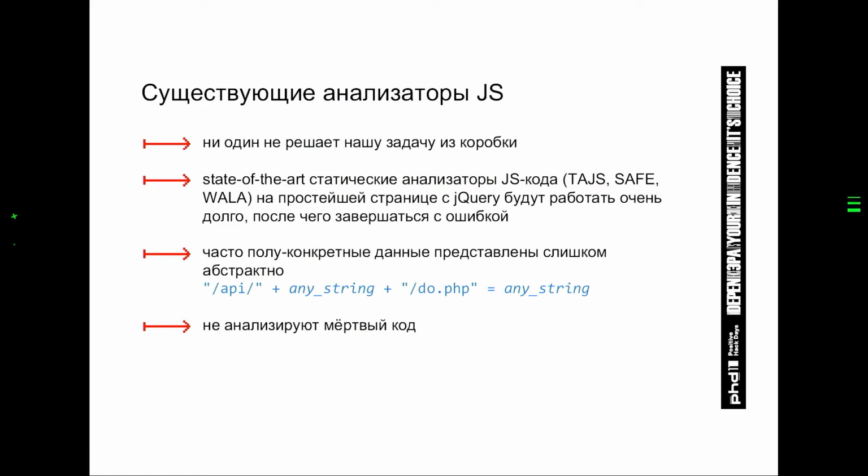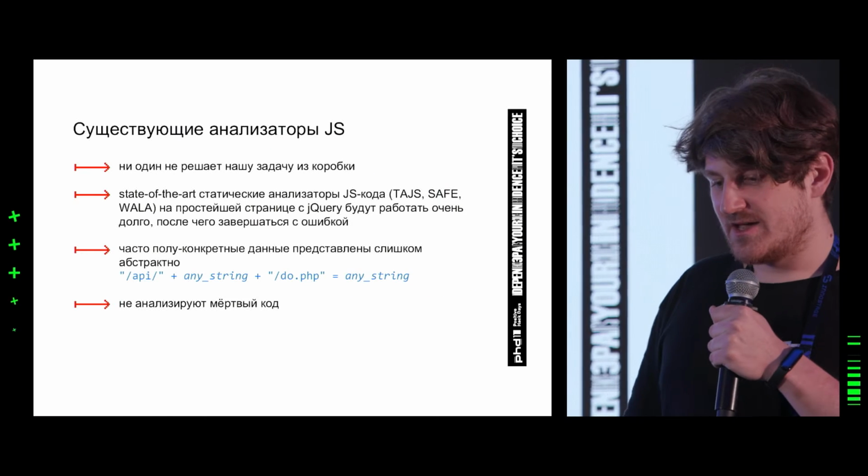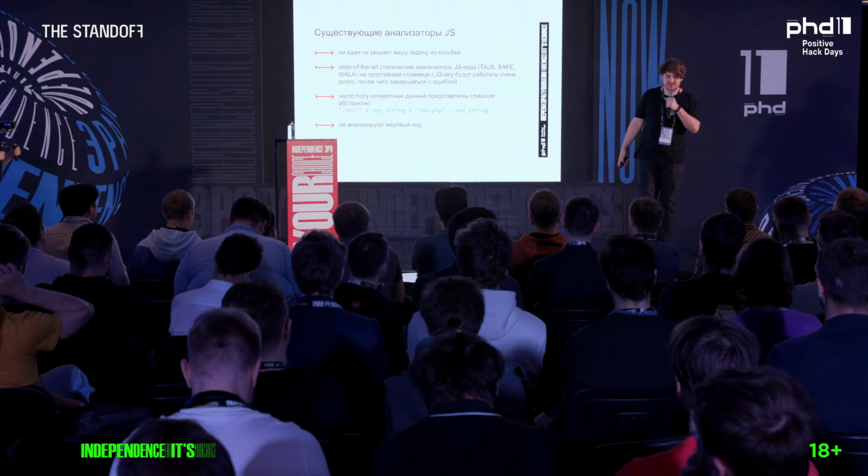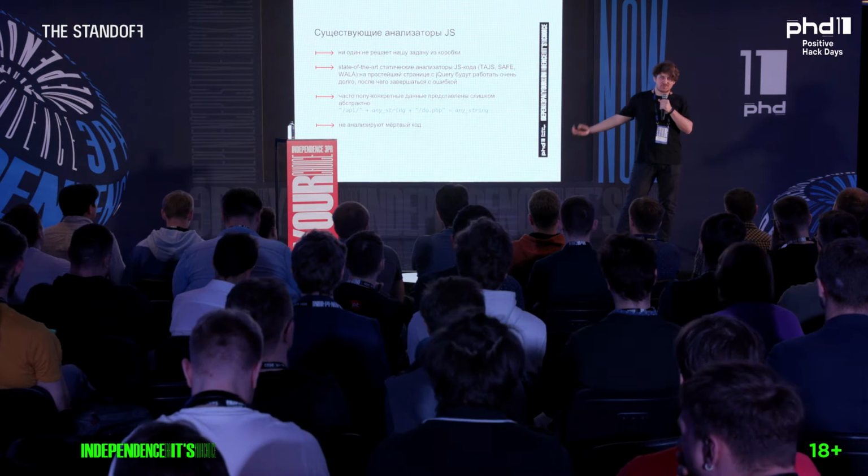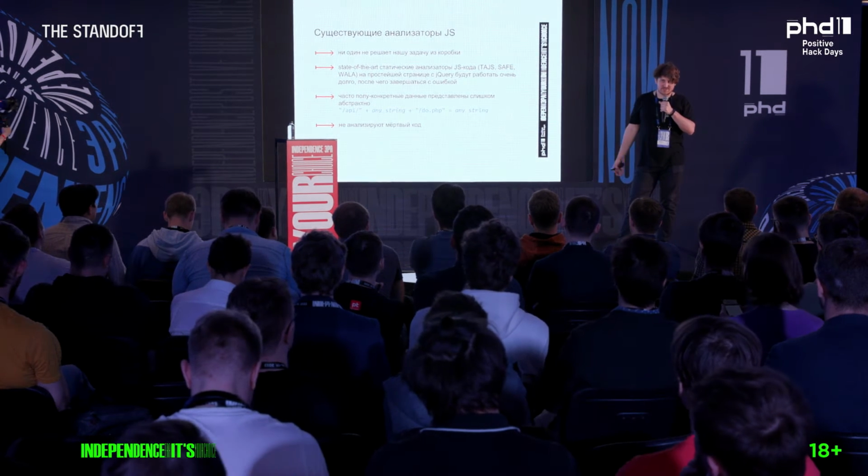Partially specific data are too abstract. We don't have enough details to work with. We oftentimes see that when a code line is formed with multiple elements, you get the return value "any string", and it's not usable. It's not very helpful. None of the analyzers would analyze that code. They would go from the entry point, and if they don't go into the dead code, they're not going to analyze it. So, do you think you can use the existing analyzers? Well, yes, you could, but it's not a trivial issue. Hence, we decided to write our own analyzer.